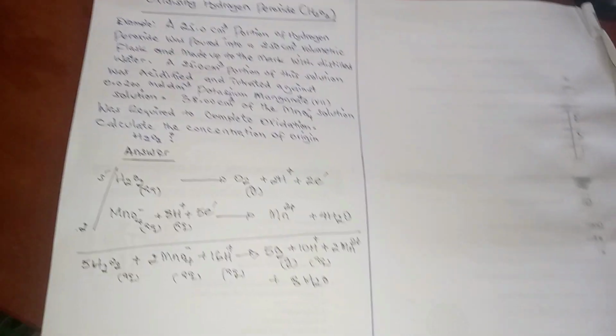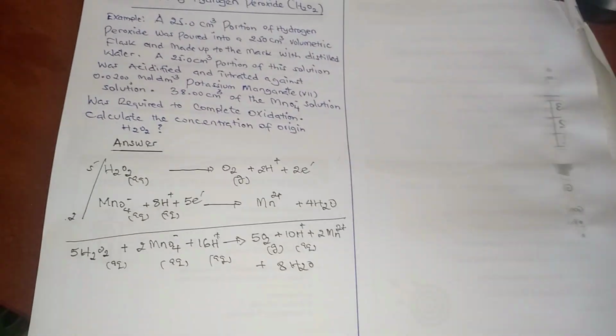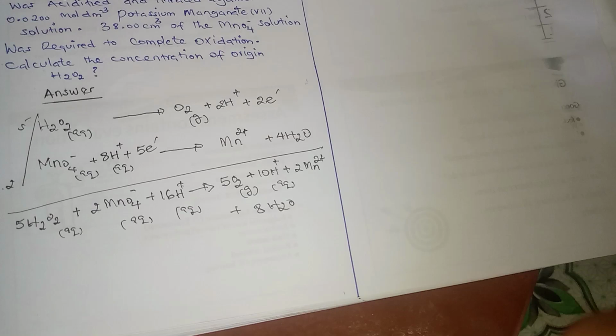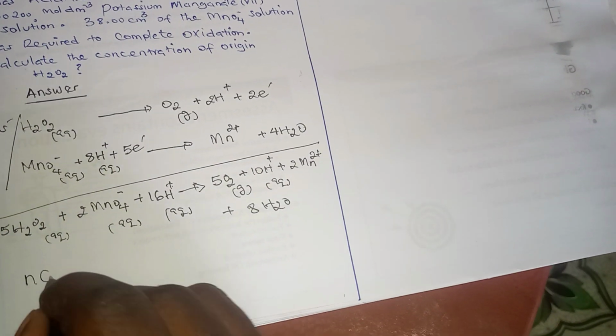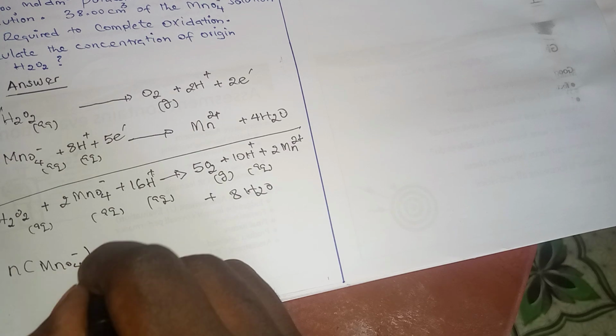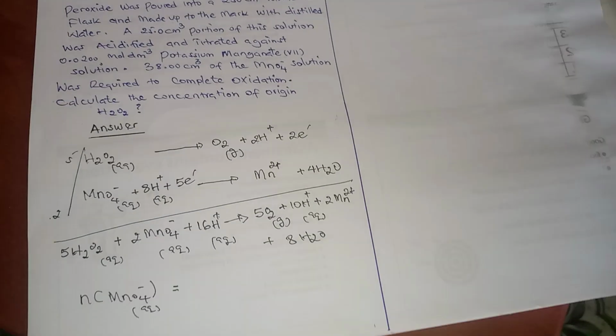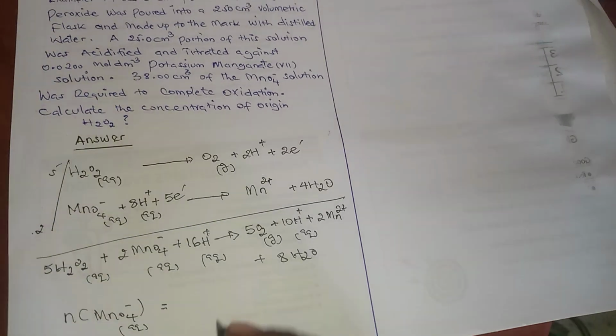Now the next step, we are going to start by calculating number of moles of potassium permanganate. Number of moles of potassium permanganate. Remember, this is aqueous. So it is equal to concentration times volume.